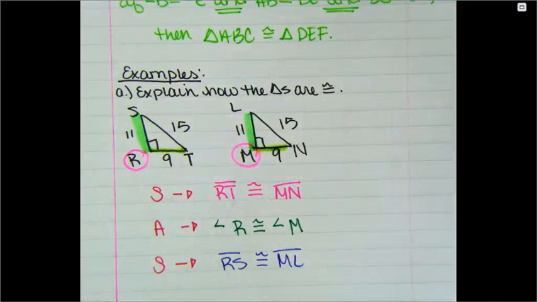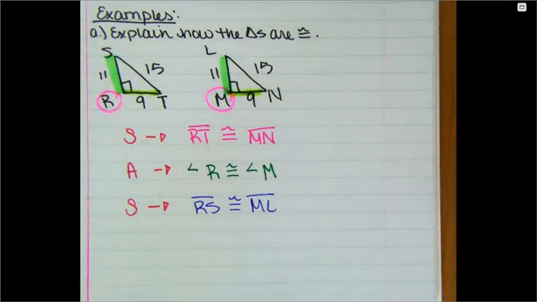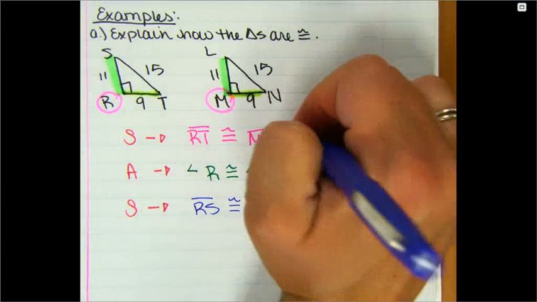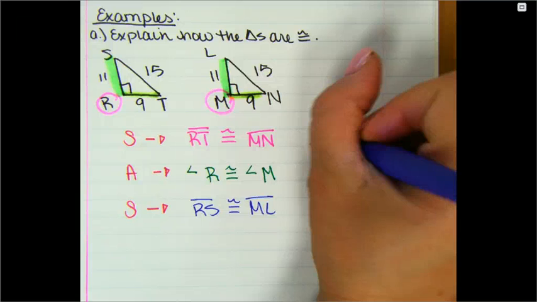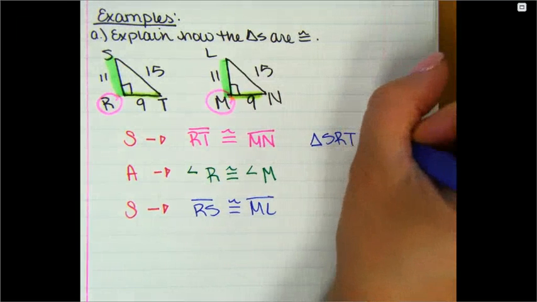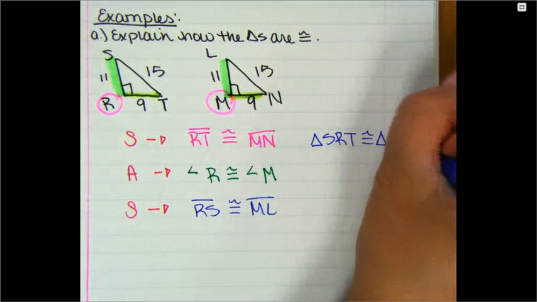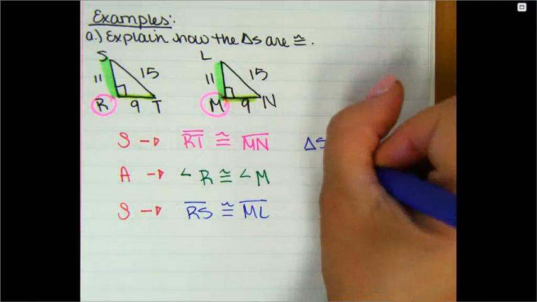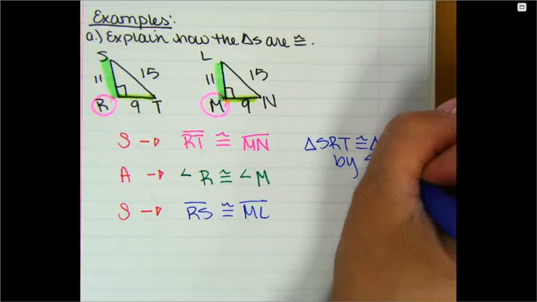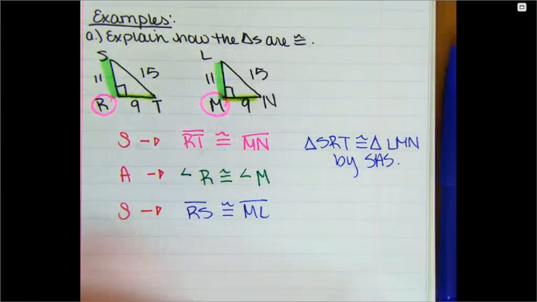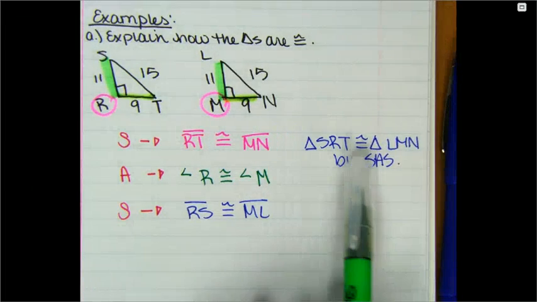Now let's write the triangle statement. So since we have all those 3 pieces, we can now say that triangle SRT is congruent to triangle LMN by what? Side, angle, side, yeah. You have to state that last part, understood?